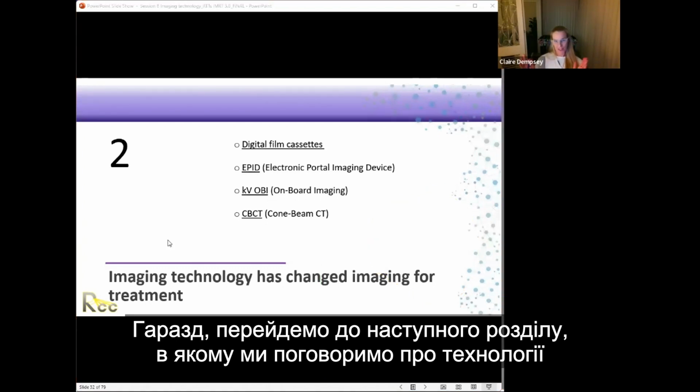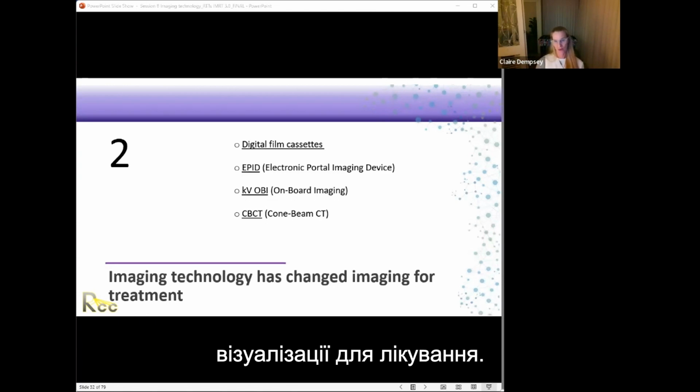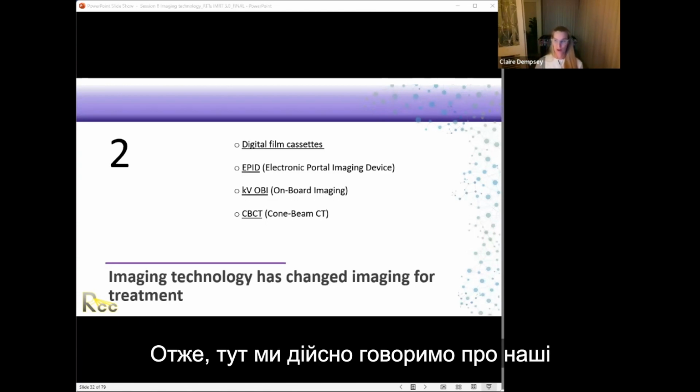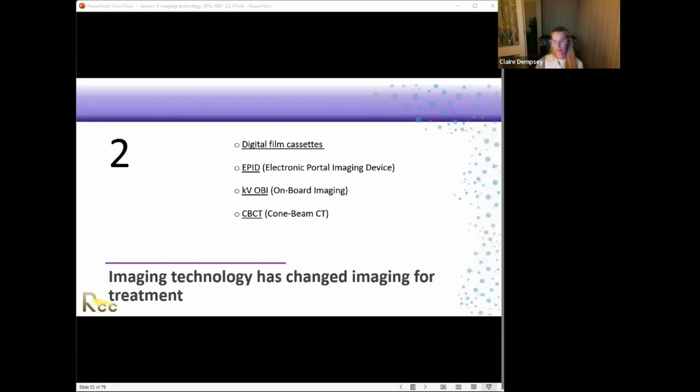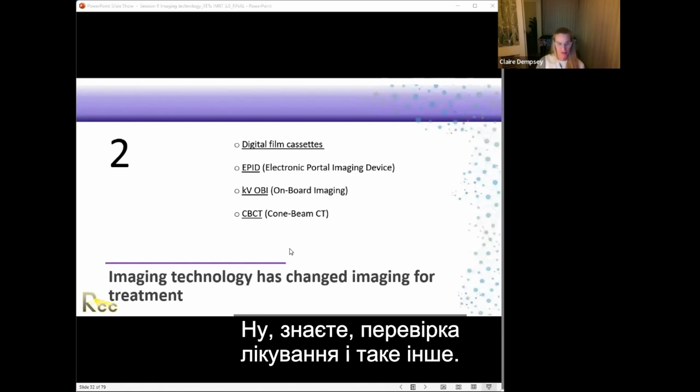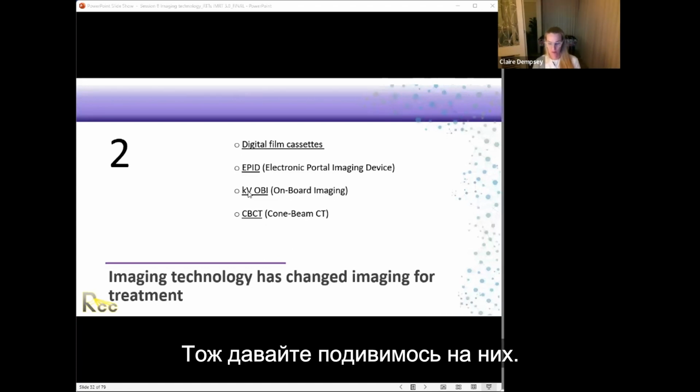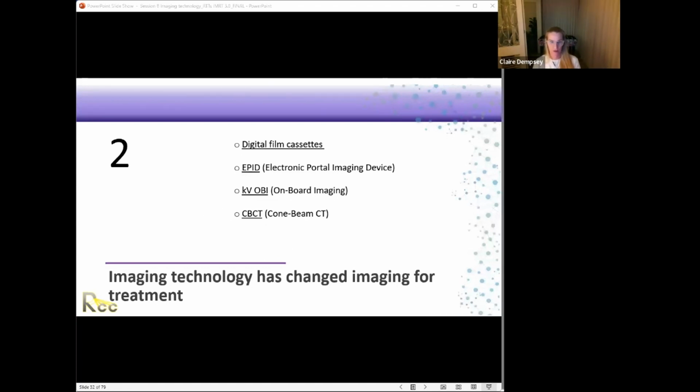Okay, so we'll move on to the next section, which is now talking about imaging technology for treatment. So this is where we're really talking about our treatment verification, things like that. So let's look at those.